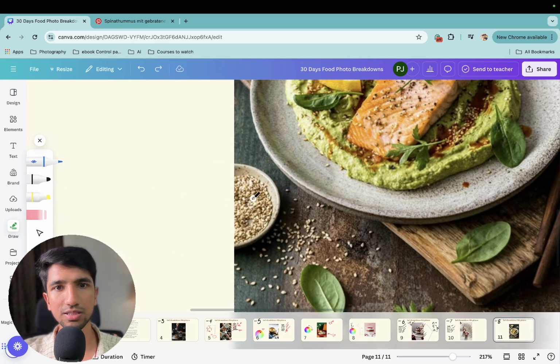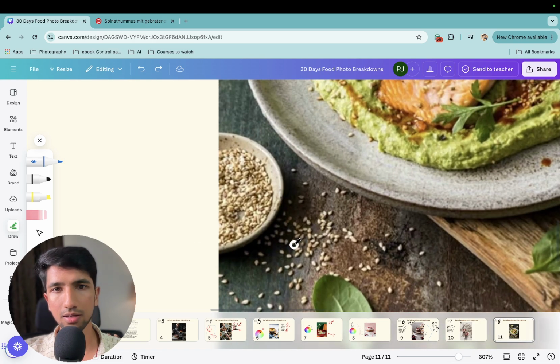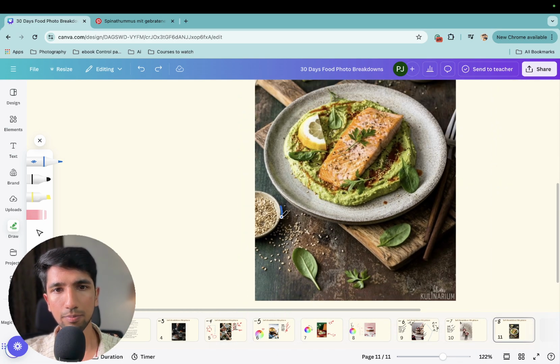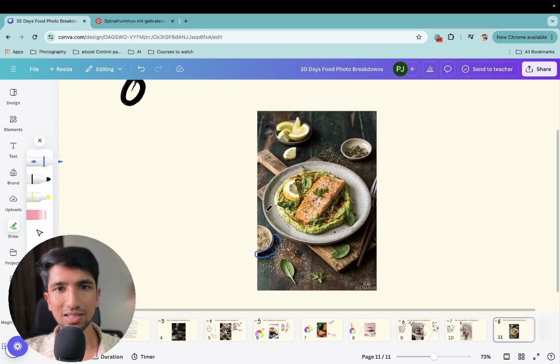Let me just quickly change the color. So if you can see, this is the shadow of this sesame bowl. I can comfortably see there is no clear outline on the shadow, so that means it's a soft light. And because of the shadow's length, I can safely assume that the lighting for this food photo was somewhere over at this particular area.